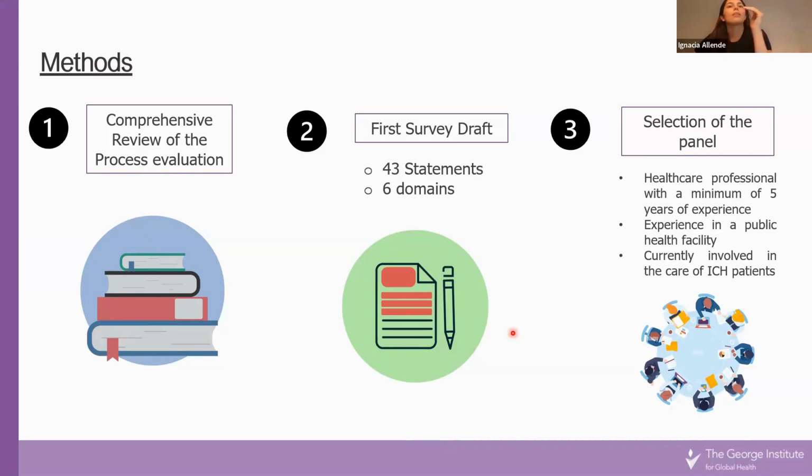And for how I selected the panel, I used pre-specified criteria. My criteria was healthcare professionals with a minimum of 5 years of experience. They needed to have 1 year of experience in a public health facility, and they needed to be currently involved in the care of ICH patients. And my sampling method was purposive sampling.